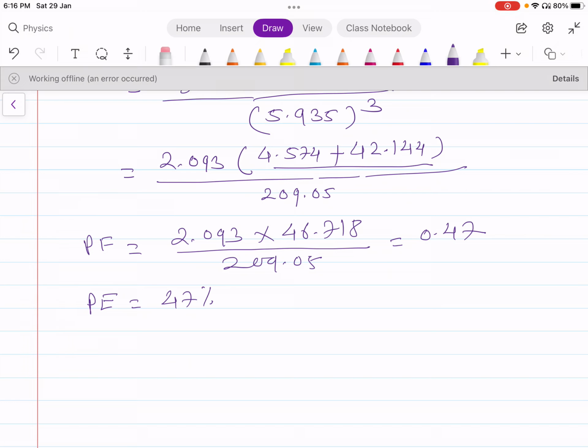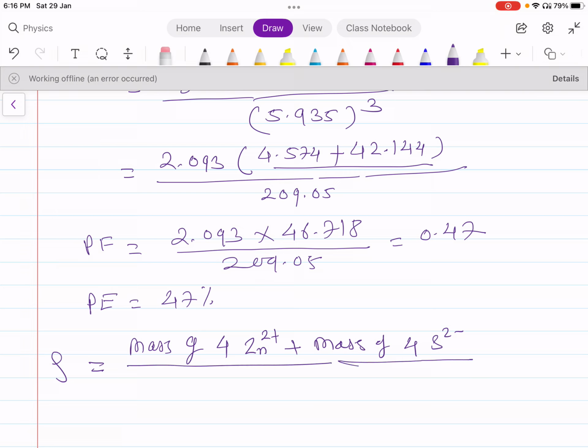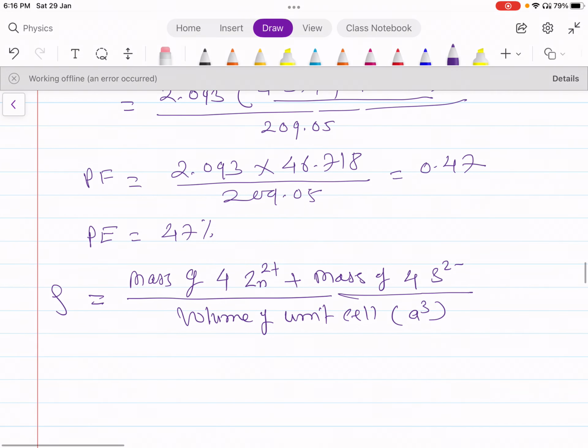Then let us find density of this material. To find the density, there are 4 zinc and 4 sulfur ions in the unit cell, and hence density equals to mass of 4 zinc ions plus mass of 4 sulfur ions, and that divided by volume of unit cell, which is equals to A cube. Then we know the value of A.